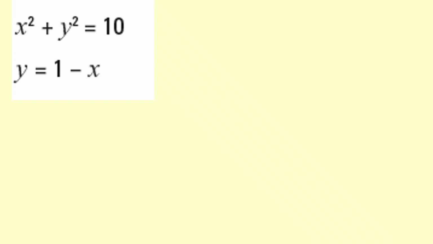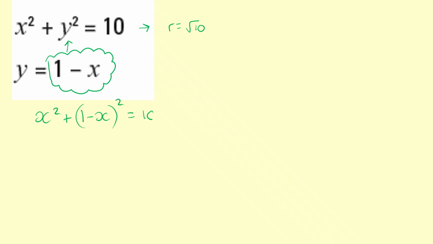Have a go at this one, which is a lot more complicated. So we know the top equation there is the equation of a circle with a radius of √10. And we have a linear graph for the second equation. For this one, what we want to do is to substitute in y equals 1 minus x into here. That's going to look a little bit like this. x squared plus (1 minus x) squared equals 10. So we're going to need to expand that bracket out.